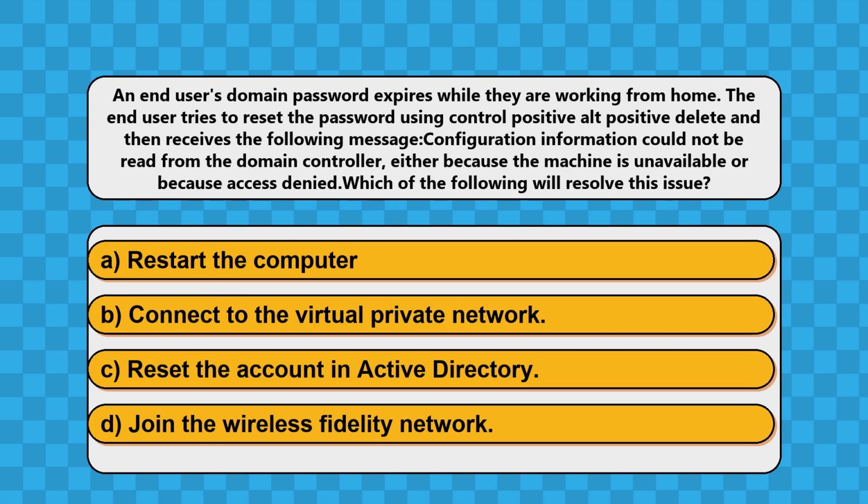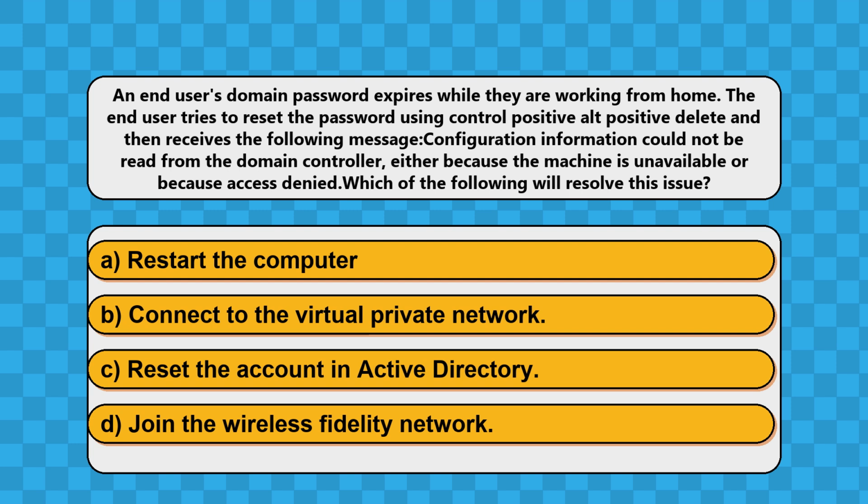Question 26. An end user's domain password expires while they are working from home. The end user tries to reset the password using Ctrl+Alt+Delete and then receives the following message: configuration information could not be read from the domain controller, either because the machine is unavailable or because access denied. Which of the following will resolve this issue?